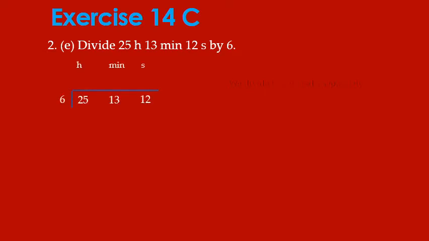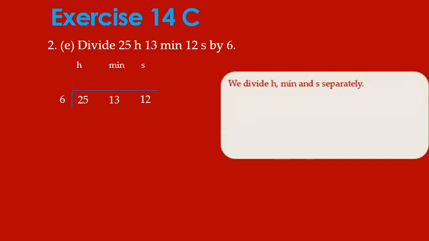So now let's come to the second question of exercise 14C, which is the E part. Divide 25 hours, 13 minutes, 12 seconds by 6. So let us see how we will do the division. We will divide hours, minutes and seconds separately. So we have put 25 under the hour column, 13 under the minutes column and 12 under the seconds column.